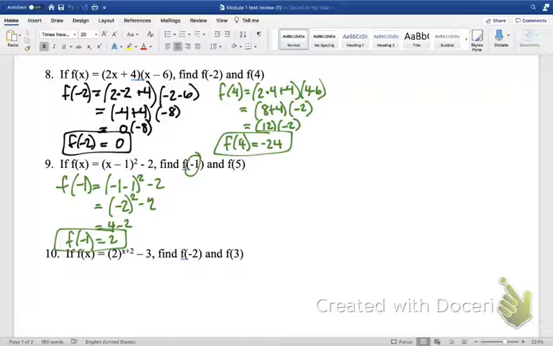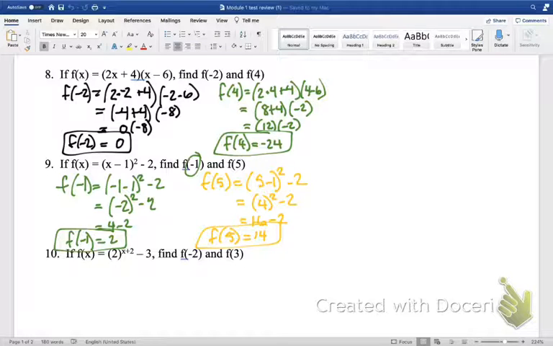And f of 5. 5 minus 1 squared minus 2. So 4 squared minus 2. 16 minus 2. f of 5 equals 14.